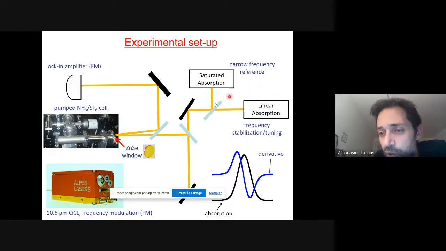But you also use a linear absorption experiment to stabilize your laser and then scan it while it is stabilized. This helps you a lot to reduce the frequency noise, which is quite important in the case of quantum cascade lasers.